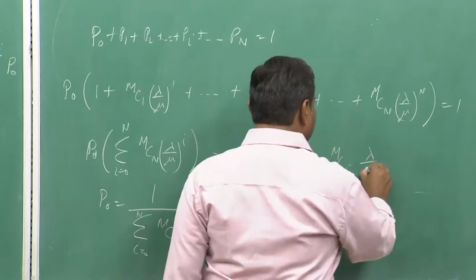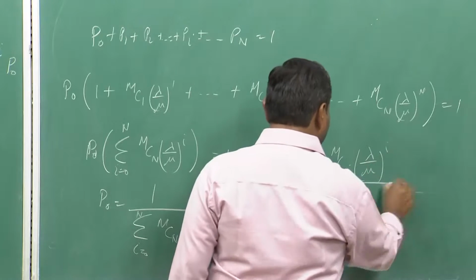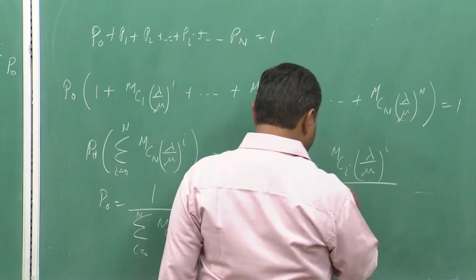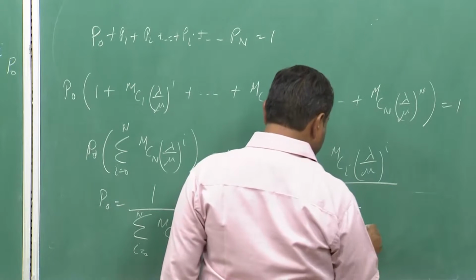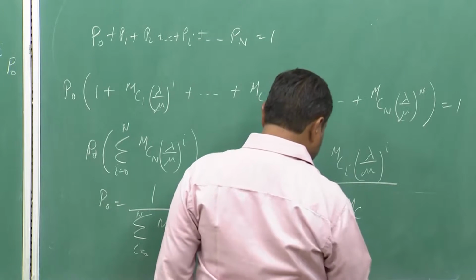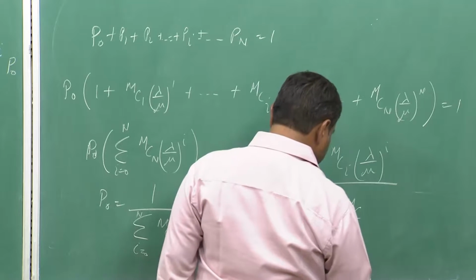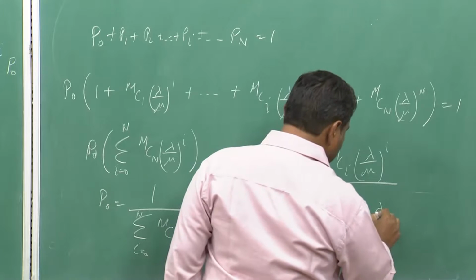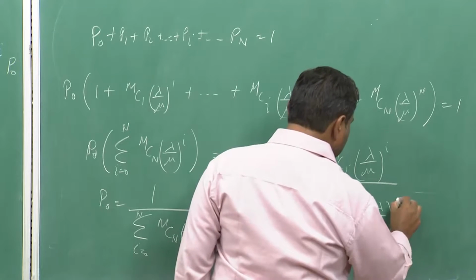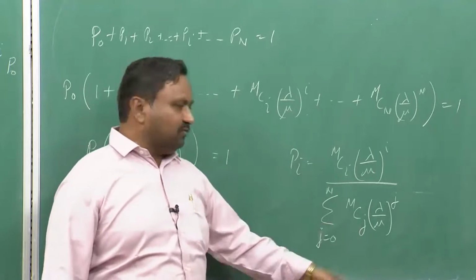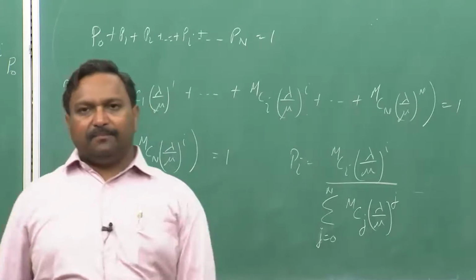MCI. In fact I should write a different index here. So, I can put j. Because I have used I here. So, I have to use this. So, this is the probability.